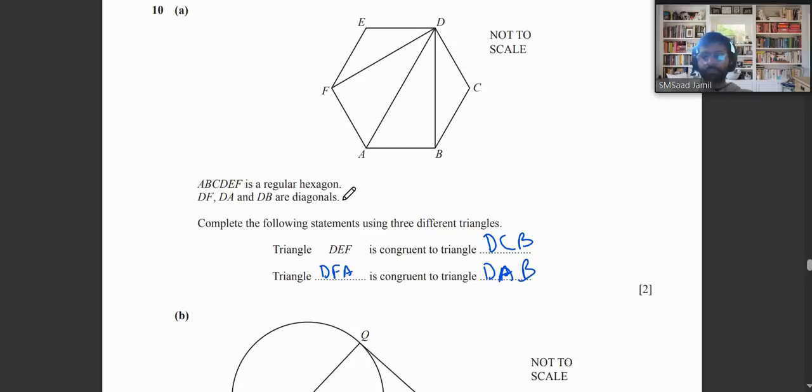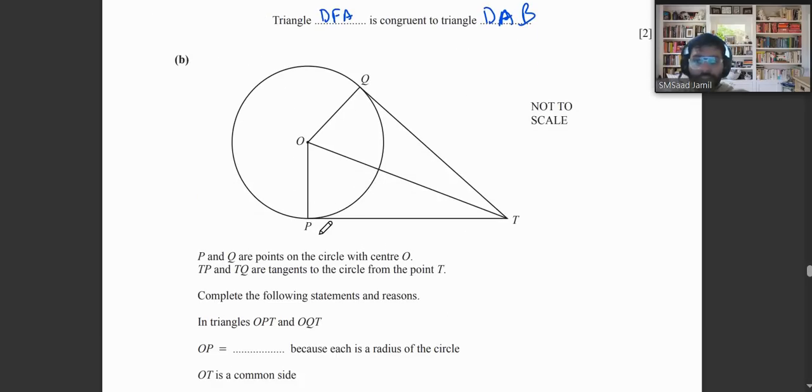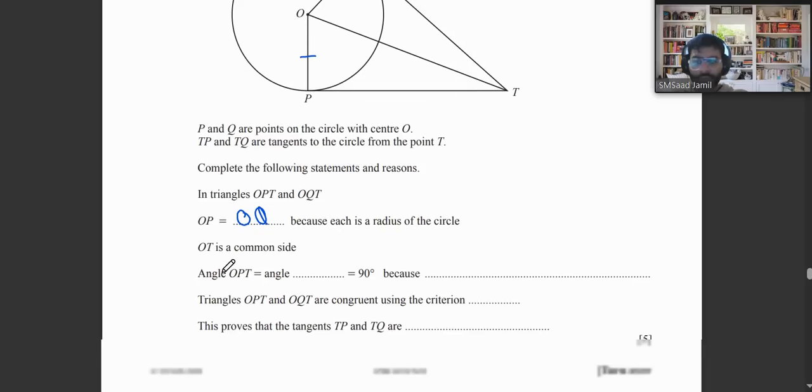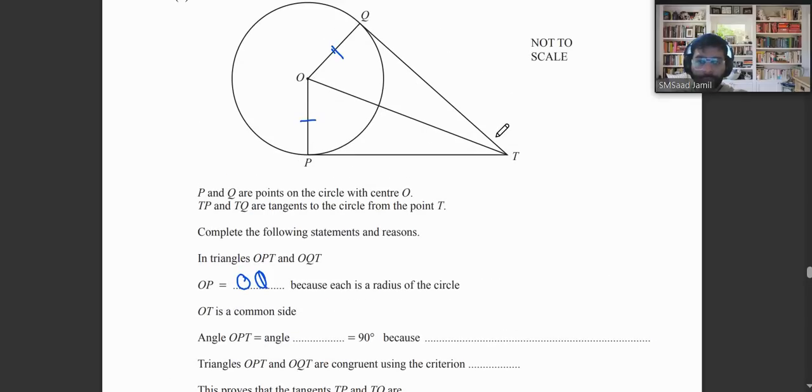Okay. So moving on to the next question, it says P and Q are points on a circle with center O. TP and TQ are tangents. Complete the following. In the triangles OPT and OQT, OP is equal to OQ because each is a radius of the circle. This side is equal to this side because both are radius. Alright, OT is a common side. Angle OPT is equal to angle OQT.